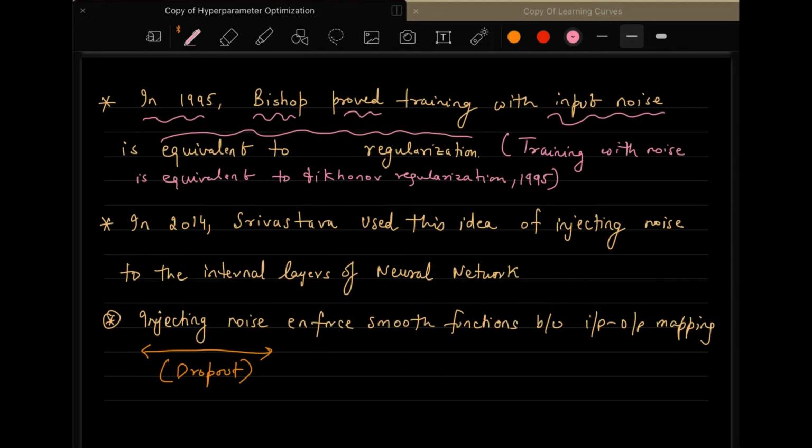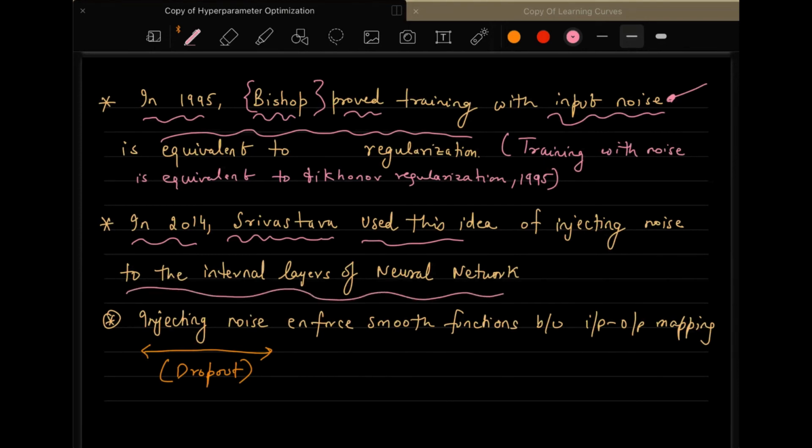But for here, you can see that this person proved at that time that when you inject noise, it's equivalent to the regularization that you are doing on the neural network. So in 2014, the person I have just mentioned, Srivastava, used this idea that was thrown out by this paper in 1995, and he injected the noise into the internal layers of the neural network, which we will see now.